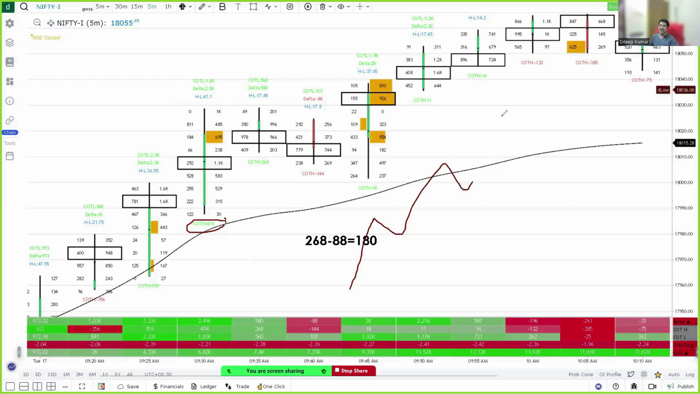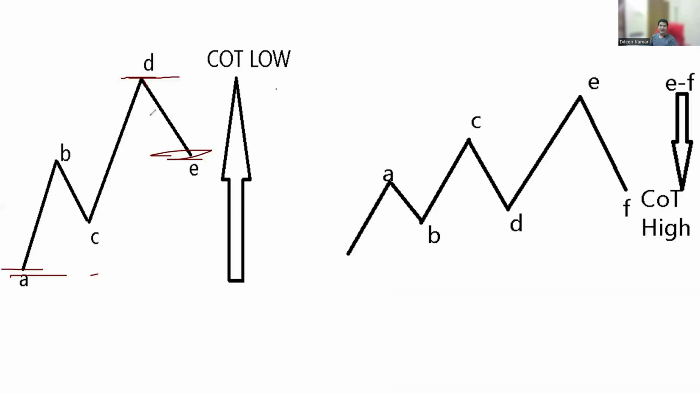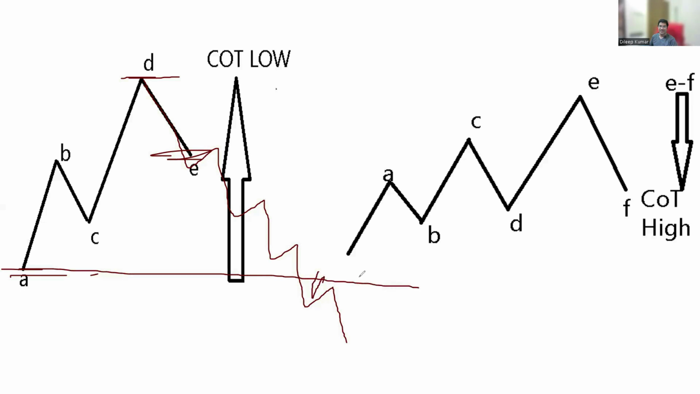So on and so forth, the candle goes on. As the prices make higher highs, the values get calculated. Suppose the prices start coming down like this. What will the COT low be again? The COT low will be reset from here. Let's say the 5 minute candle ends here, and from this point, since the prices are going down, generally the COT low will be negative.